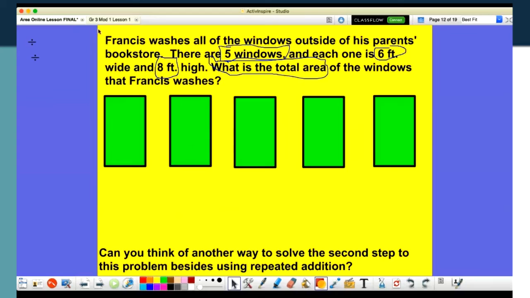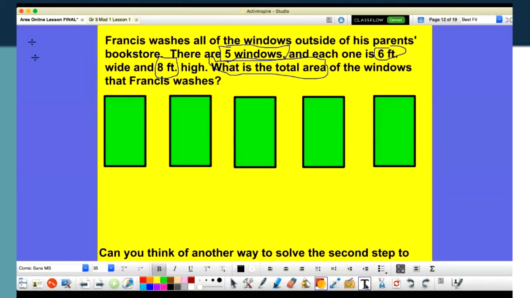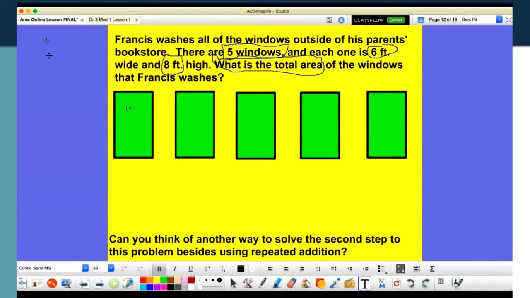Now, it tells me that each window is the same size because each one has a measurement of 6 feet wide and a side length of 8 feet high. So I can fill those in.